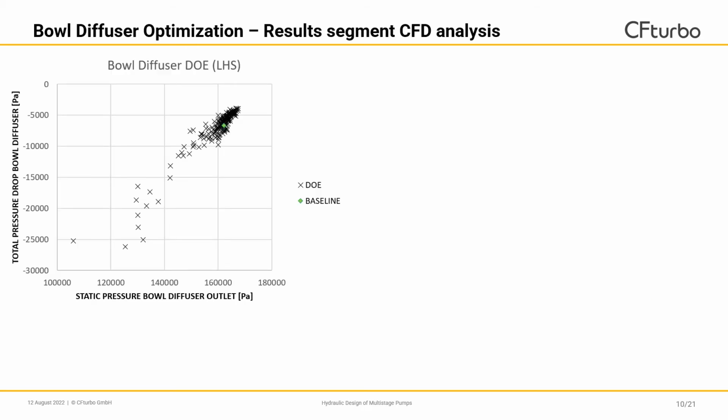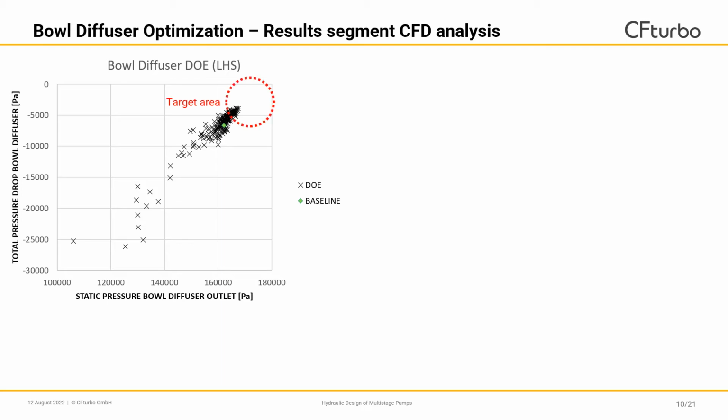For our initial DOE, we have used a Latin hypercube sampling, and in this graph you can see the total pressure drop inside of the bowl diffuser on the y-axis and the static pressure at the bowl diffuser outlet on the x-axis. The green dot marks our baseline design, and scattered around this baseline design you can see the different designs created by the Latin hypercube sampling.